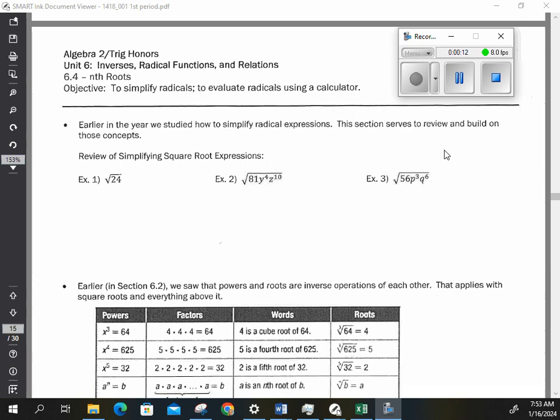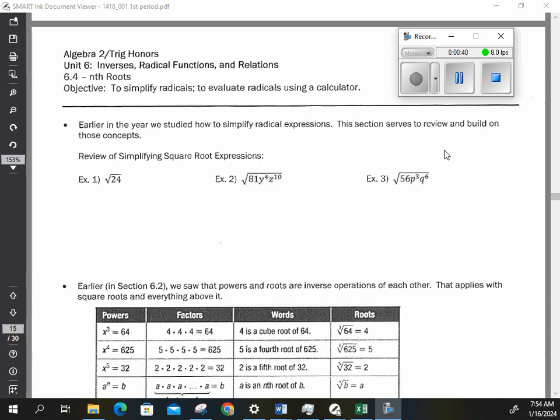This video is going to take us through section 6.4, dealing with simplifying all kinds of roots. We're going to go beyond the square root and simplify roots that involve third roots, fourth roots, and so forth. Before we get into that, we're going to quickly review how to simplify a basic square root.